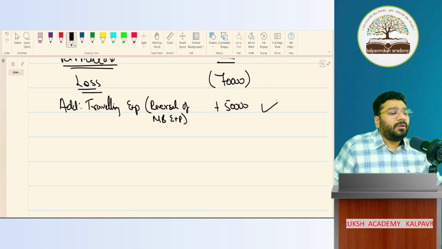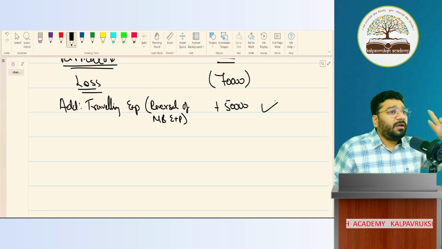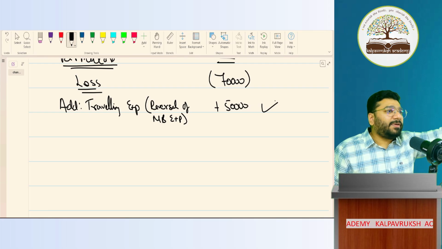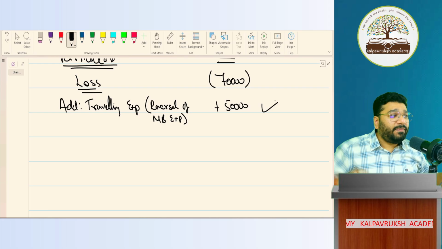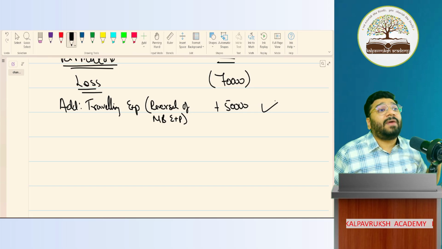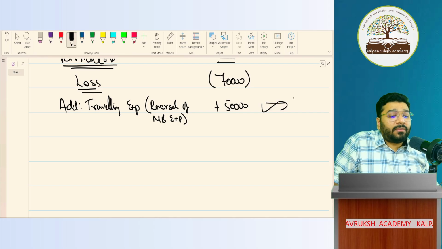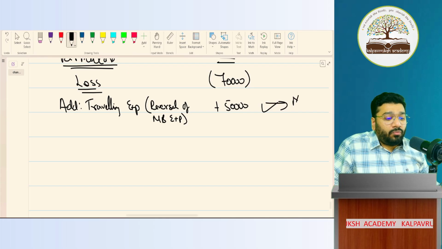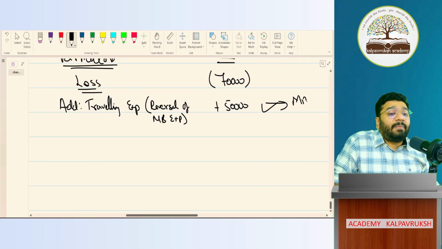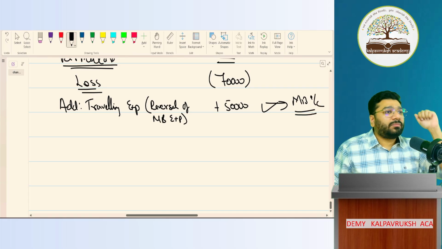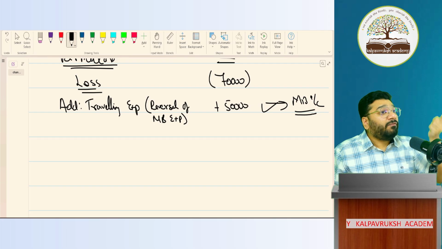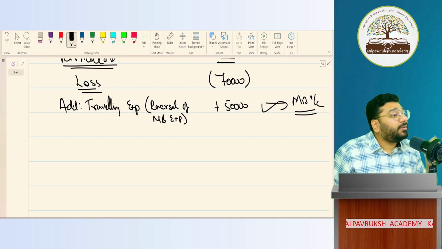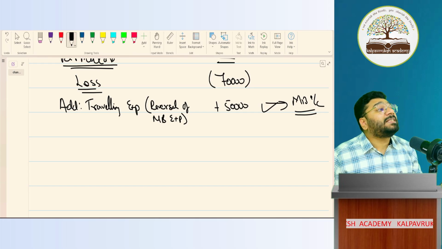Sir, by reversing traveling expenditure, one mistake is rectified. You have reversed the expense. When you reverse an expenditure, where does the other impact fall? This will go to the motor vehicle, to the motorbike account. It will go to the asset account. Once it goes to the asset account, for using the asset, will you depreciate or not? Yes, you have to depreciate that asset. Yes or no? So depreciation is your expenditure.